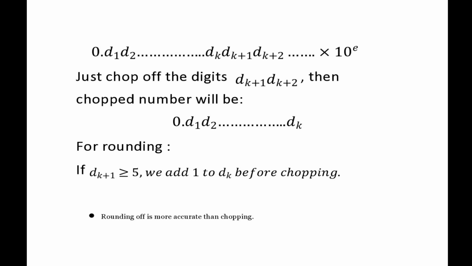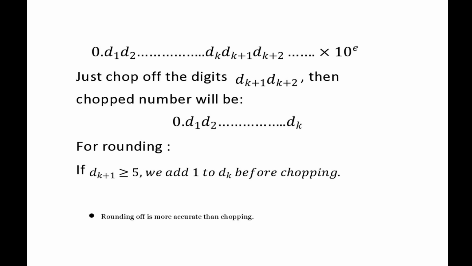And rounding is a slightly different, more advanced technique we use in mathematics. If we want to terminate this number up to dk, then we use the rounding technique. We observe dk plus 1, and if dk plus 1 is greater than or equal to 5, then we add 1 to dk before chopping.